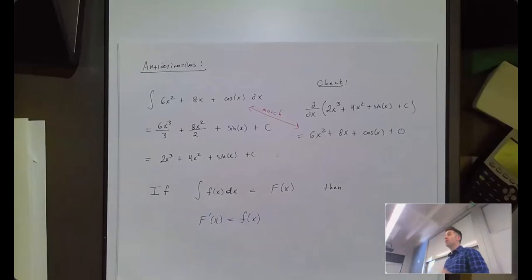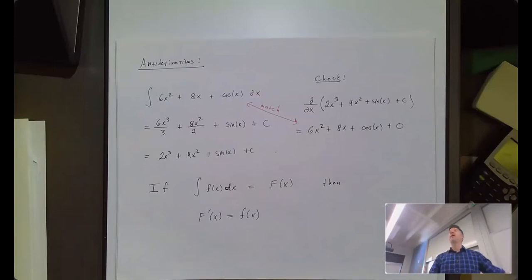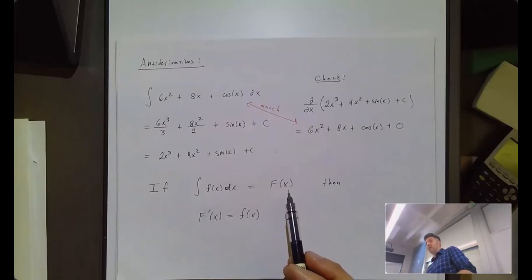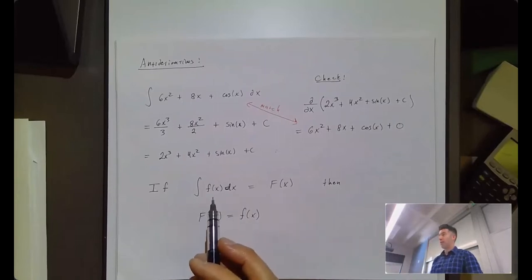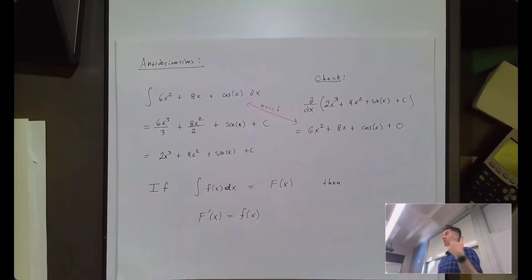I know I've said this last time too, I can't stress enough how important this relationship is. If you are finding the antiderivative of something and getting an answer, the derivative of that answer should get you back to the function you started with. Antidifferentiation and differentiation are processes that undo each other every single time.